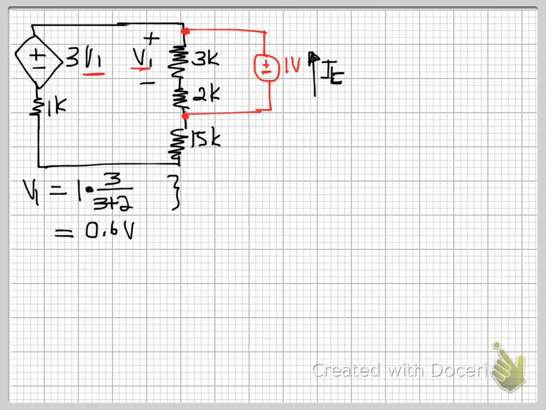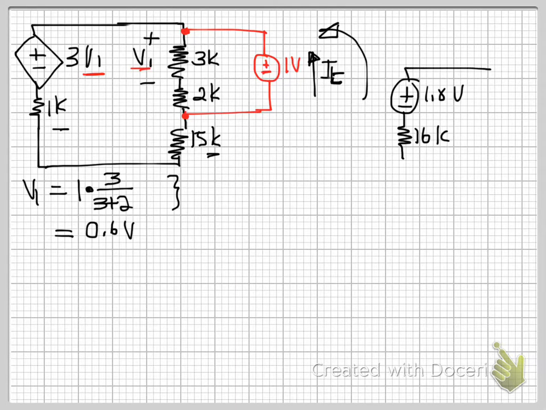So now that you've got a value for V1, you can now try to determine the current that is going through this node, right? Okay. So let's quickly draw our new circuit. Now what we have is this going on. We've got a 3 by 0.6, which is a 1.8 volt source, and then you've got a 16K resistor, which is just the 15K and the 1K, alright?